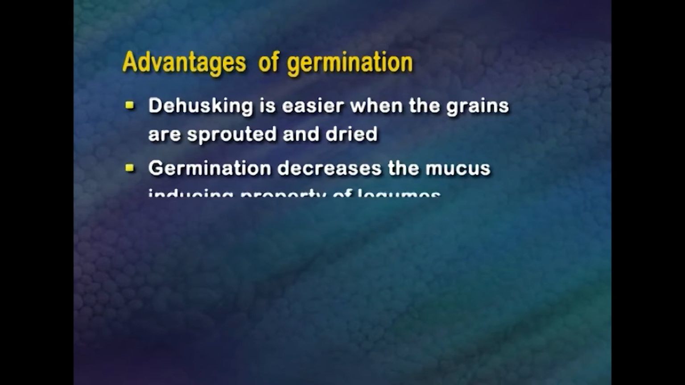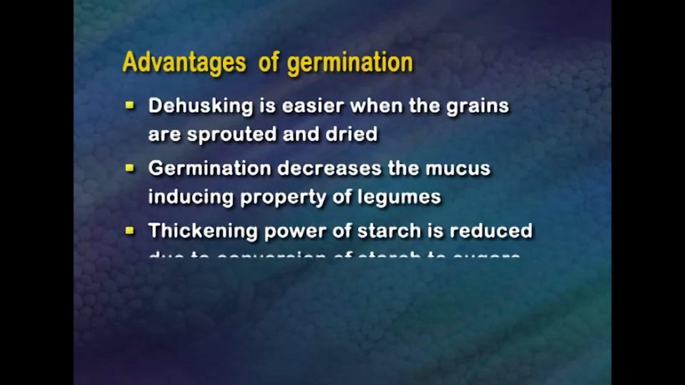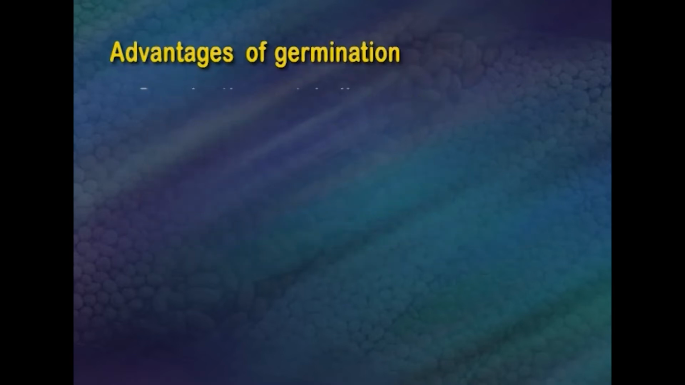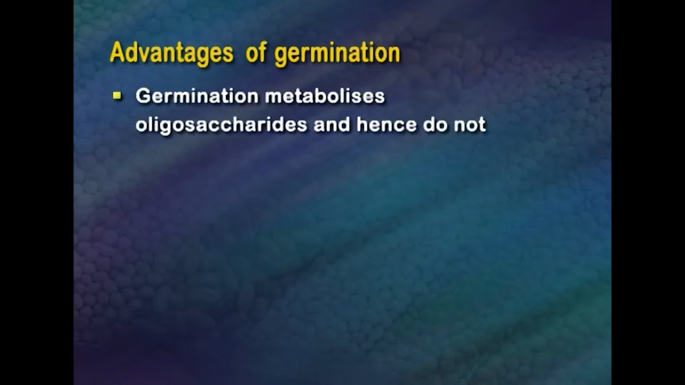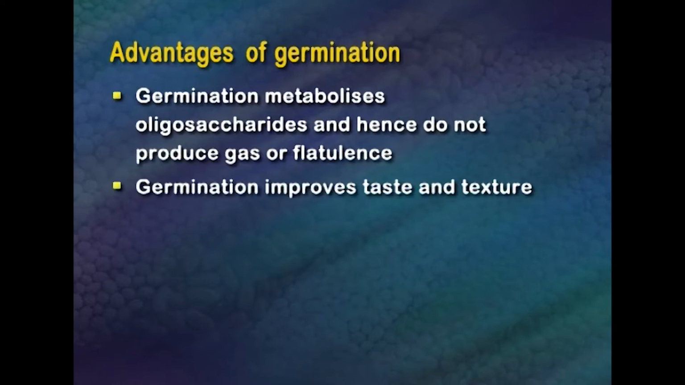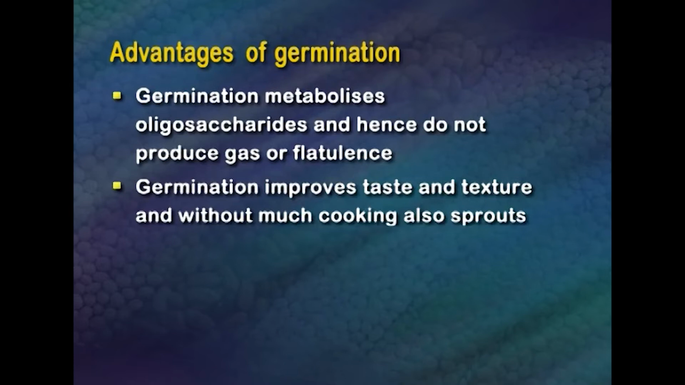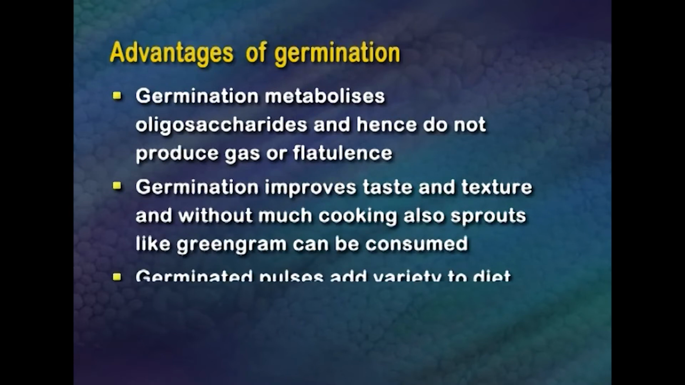Germination decreases the mucus inducing property of legumes. Thickening power of starch is reduced due to conversion of starch to sugars. Germination metabolizes oligosaccharides and hence does not produce gas or flatulence. Germination improves taste and texture, and without much cooking, sprouts like green gram can be consumed, and germinated pulses add variety to the diet.